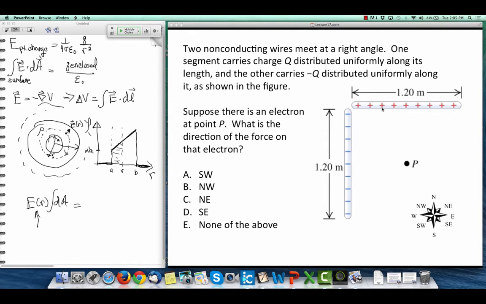I'm just going to tell you that because this wire is not infinitely long, neither of these is infinitely long, we can't use Gauss's law. We're going to have to add up point charge by point charge. Take differential elements of the wire, calculate the point charge for each differential element, and then integrate that over the whole wire.